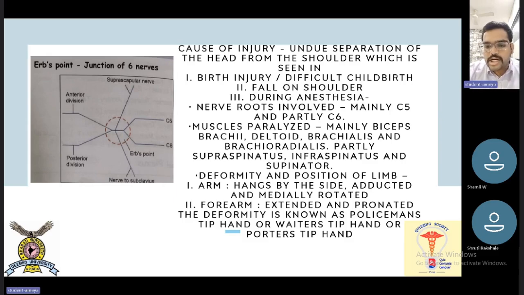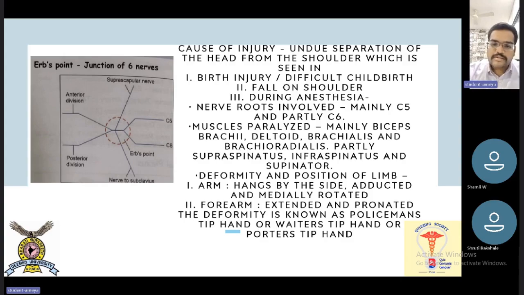As I've talked, Erb's paralysis mainly happens due to injury to the upper trunk. Upper trunk basically constitutes C5 and C6. In Erb's paralysis, it is mainly C5 and partly C6. The muscles paralyzed are mainly biceps brachii, deltoid, brachialis, and brachioradialis, and partly the supraspinatus, infraspinatus, and supinator.